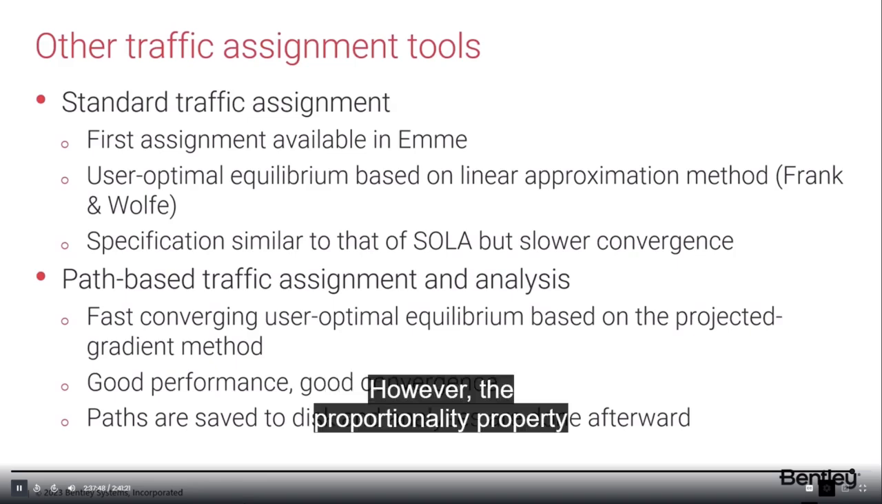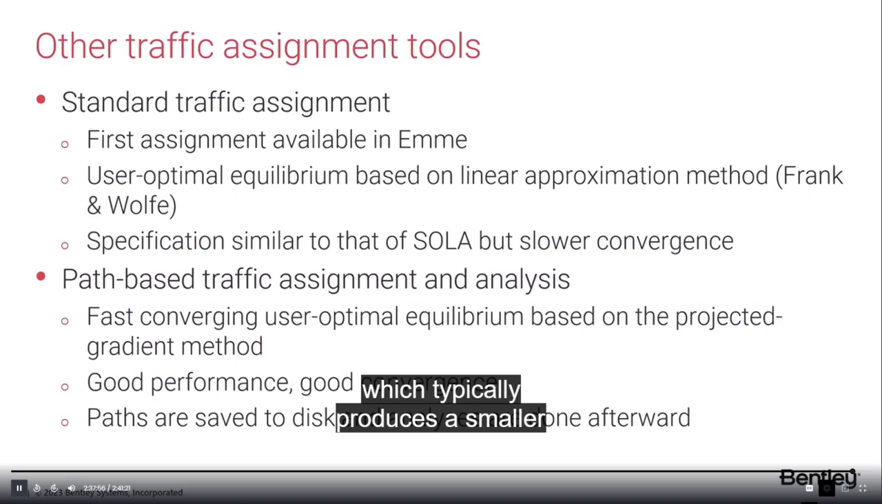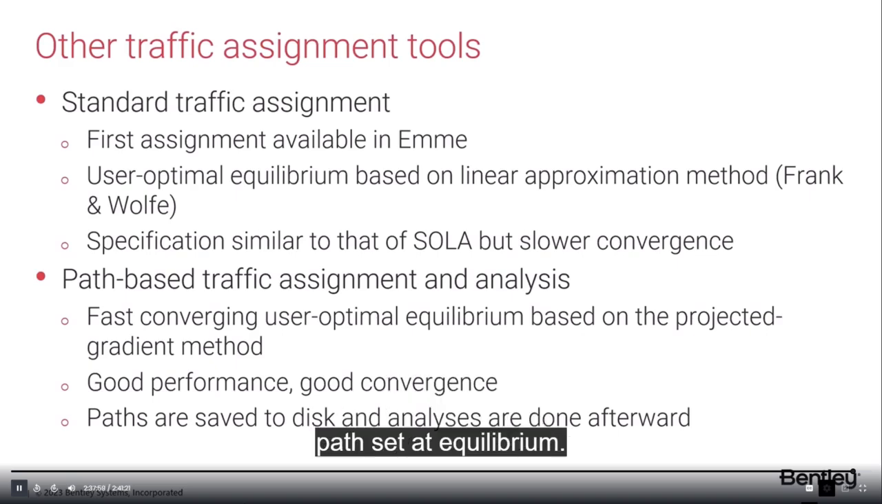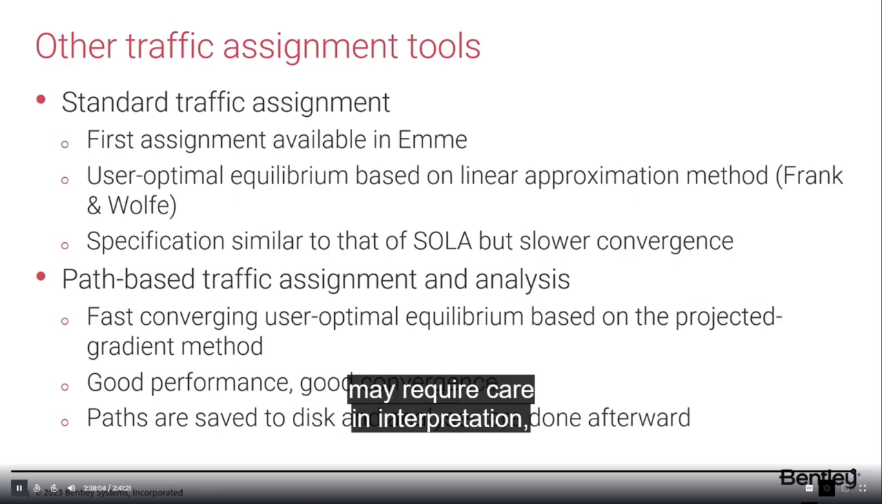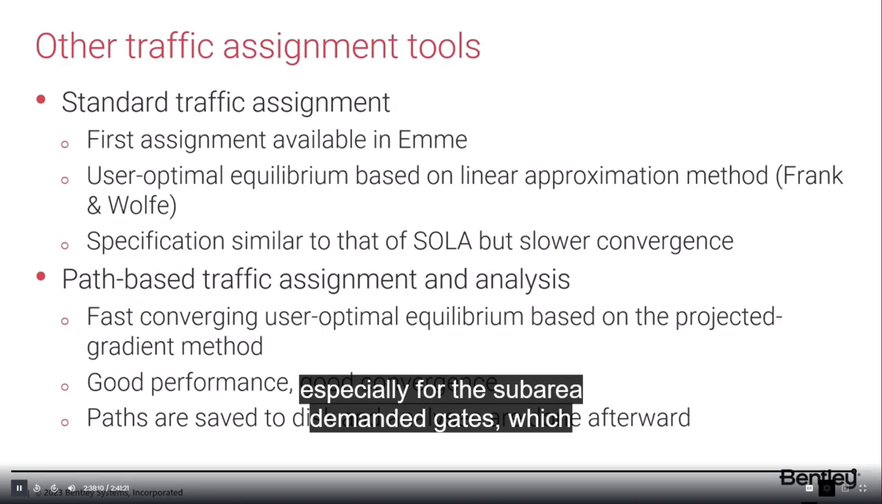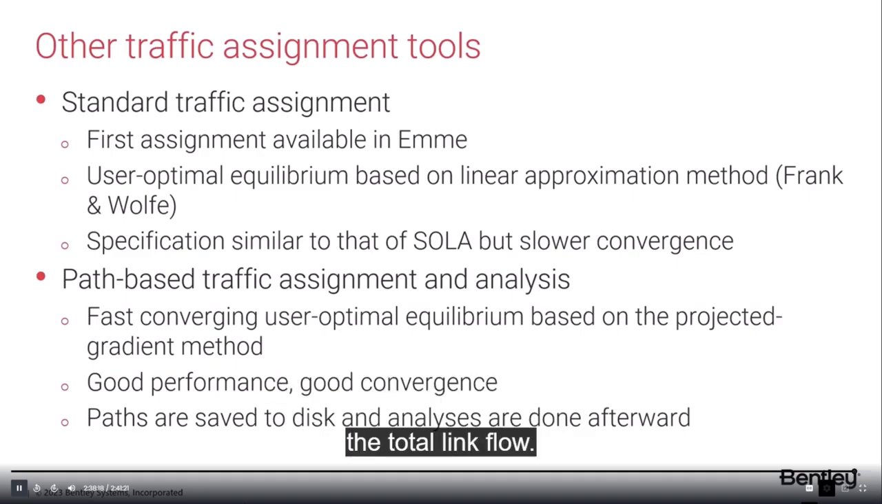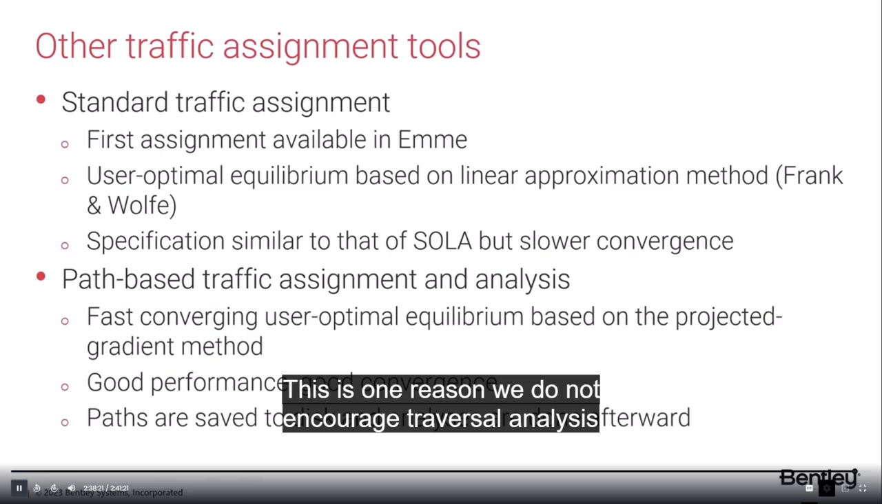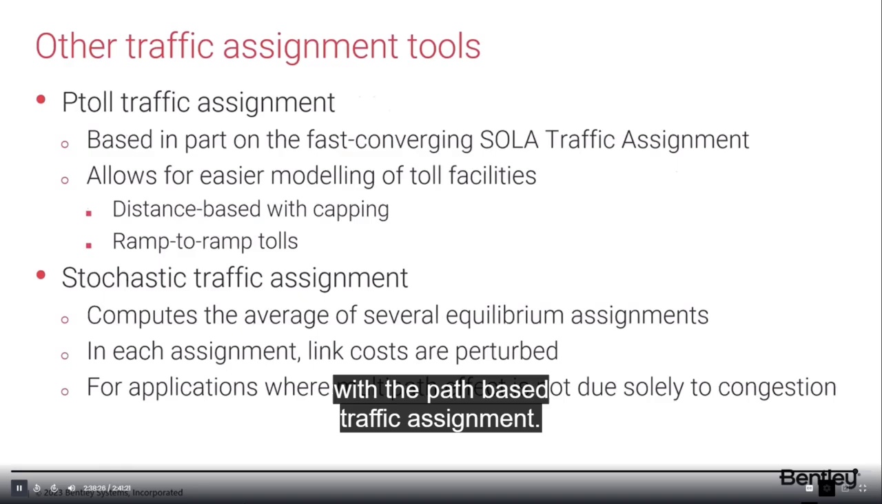However, the proportionality property does not hold for the path-based traffic assignment, which typically produces a smaller path set at equilibrium. That also means that related analysis using paths may require care in interpretation, especially for the subarea demand at gates, which may appear lumpy after a traversal analysis, even though the subarea demand is correctly reproducing the total link flow. This is one reason we do not encourage traversal analysis with the path-based traffic assignments.